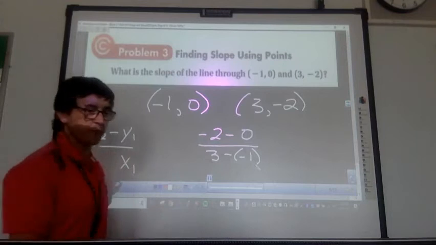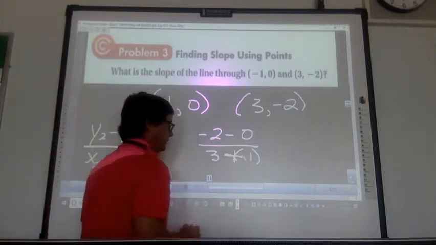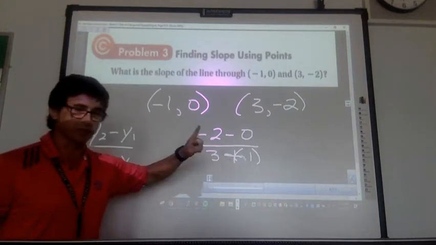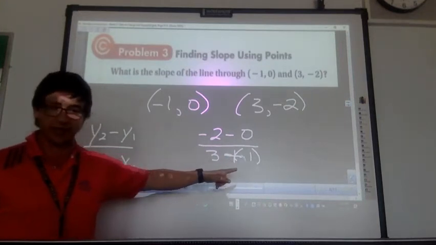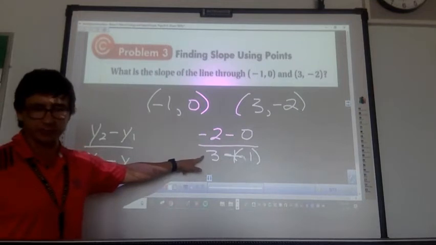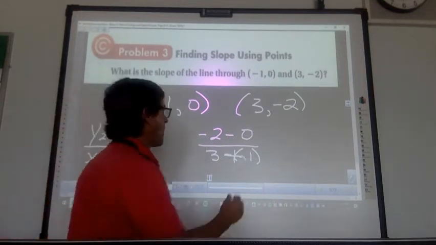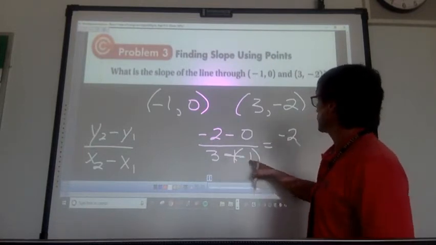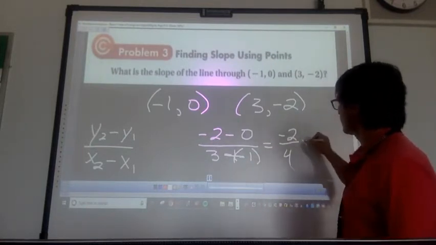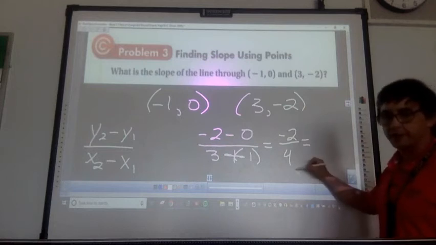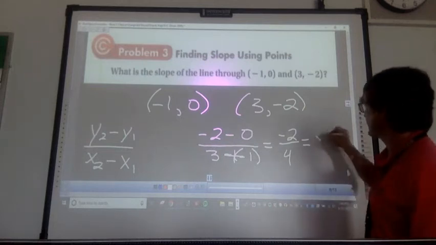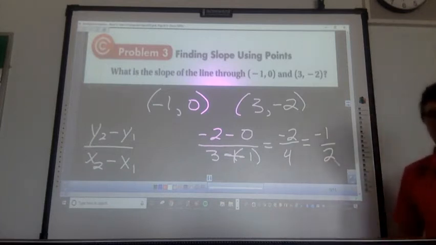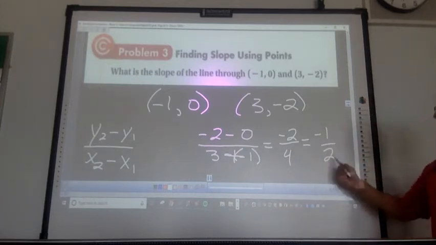So what I do is I just make this into a giant plus right here. Because if I do that, I'm not going to screw it up because I'll see that giant plus and I'm not going to subtract them because I try not to be stupid. Sometimes I am, but I try not to, right? So -2 minus 0 is -2. 3 plus 1 is 4. Both numbers are even, so you can cut them in half. -2 cut in half is -1. 4 cut in half is 2. Simple as can be, -1/2.